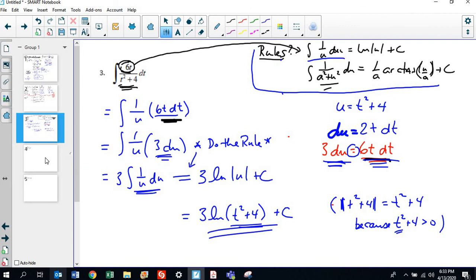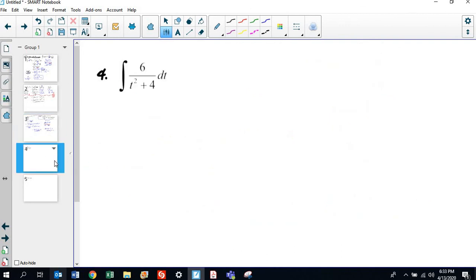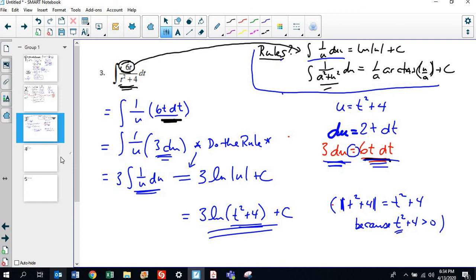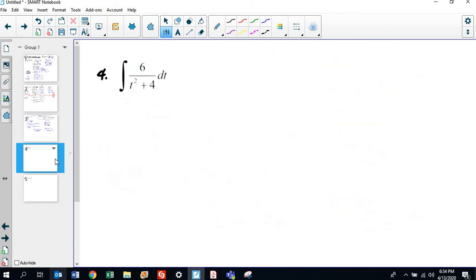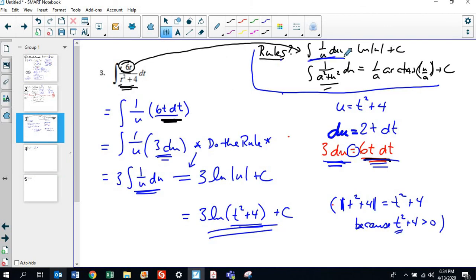Now take a look at number 4. Here's 3, 6t over t squared plus 4. Here's 4, 6 over t squared plus 4. That 6 doesn't need to be in there. I mean, you could keep it in there, but it doesn't need to be. But if I pull this out, what rule does that look like? Remember, I had the 1 over u rule, and I had the 1 over a squared plus u squared rule. This is natural log. We just used it.